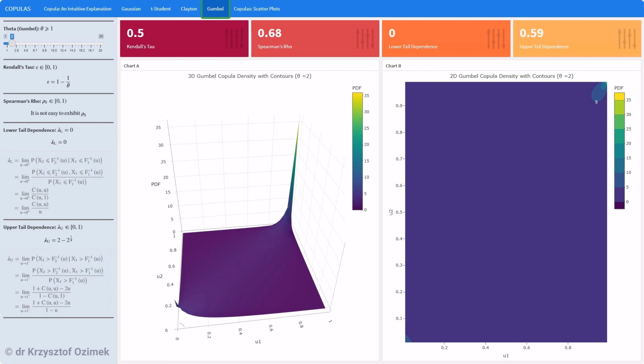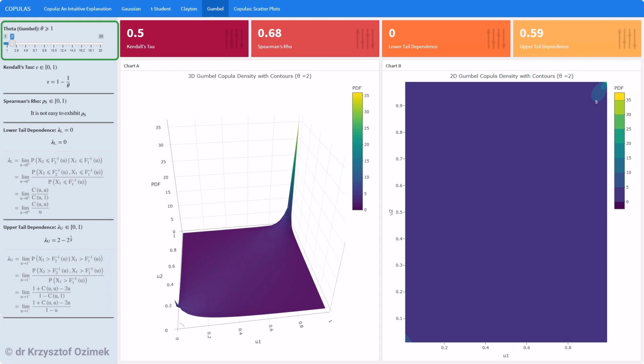Now let's move on to the Gumbel copula. Similar to the Clayton copula, the Gumbel copula depends on a single parameter, theta. This parameter can be named in various ways, but the key point is that the copula is governed by a single dependence parameter. Here, I have named it the same way as in the Clayton copula, but its range is different. For the Clayton copula, theta must be greater than 0, whereas for the Gumbel copula, theta must be greater than or equal to 1.